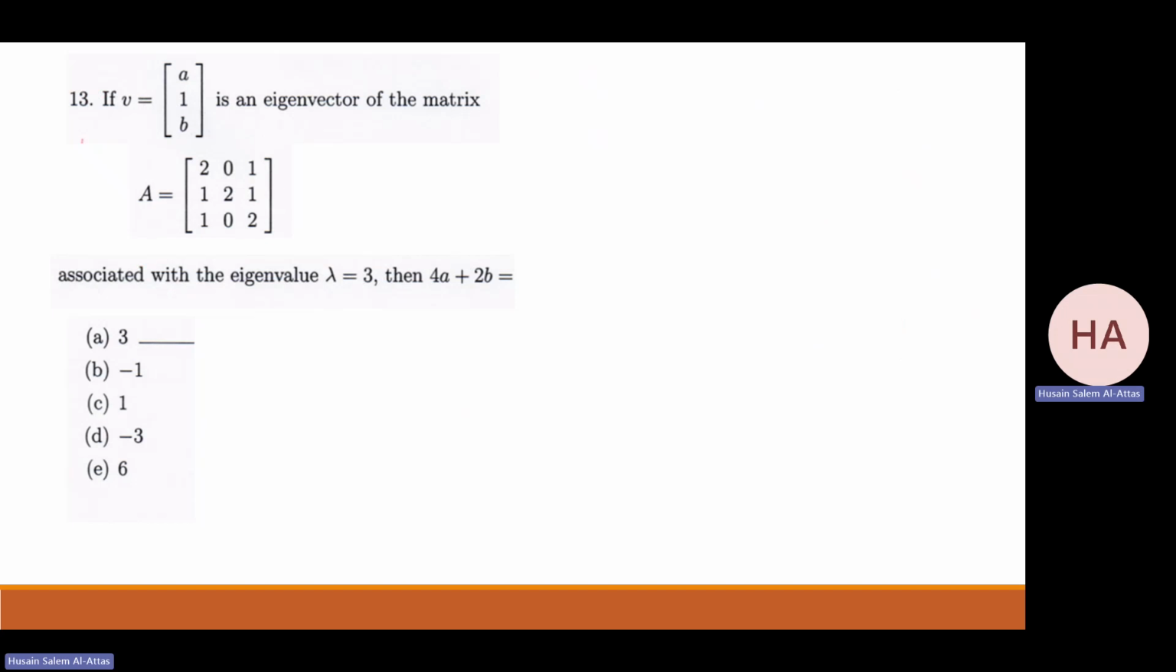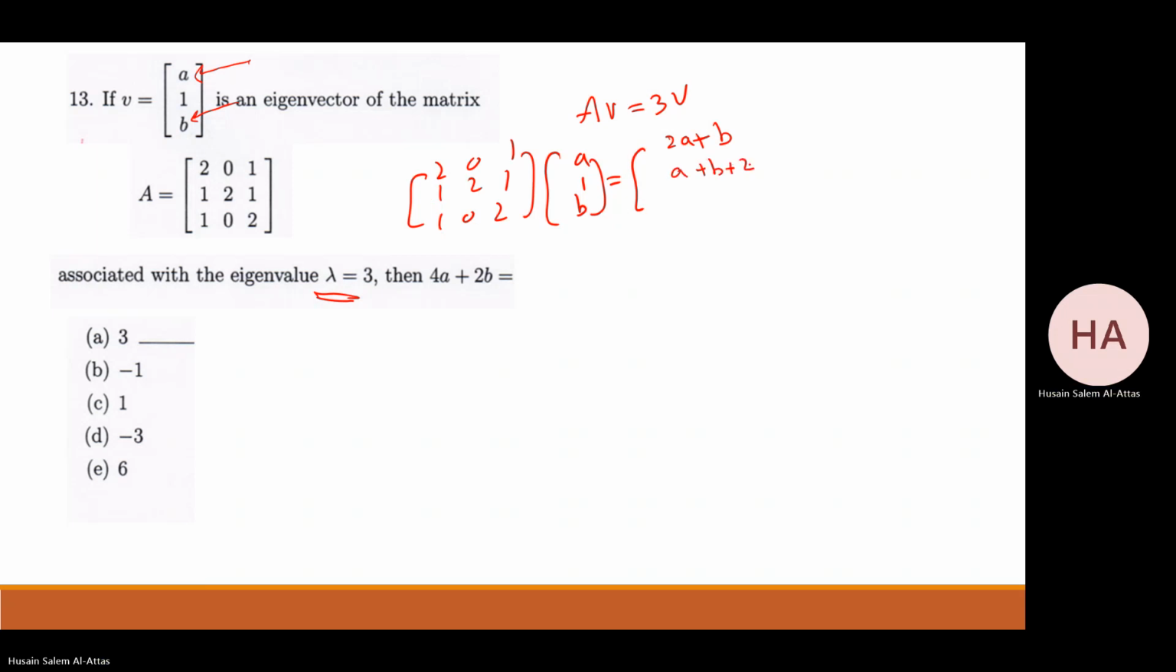If B is an eigenvector, he put an A and B. Find A and B for lambda equal 3. Okay, so I have AV equal 3V. Do the calculation. 2 0 1, 1 2 1, 1 0 2 times V, A 1 B. That will be 2A plus B. That will be A plus B plus 2. And the last one, A plus 2B. That should equal 3 times A 1 B, which is 3A, 3B.